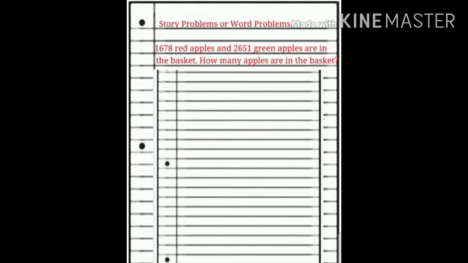Instead of that, we can collect the information from this question and then apply the addition form and find the solution easily. So how to find out? First you read the sentence carefully. What is the first information given there? 1678 red apples. So we can write the solution like this.